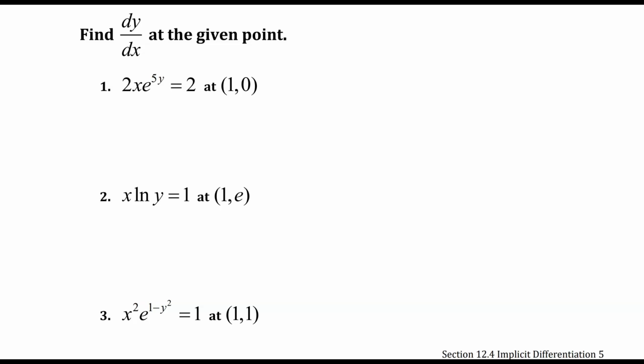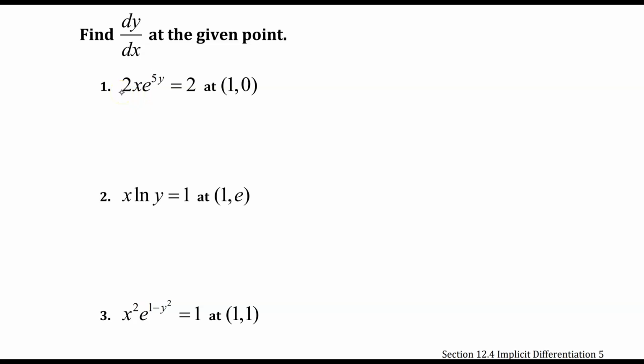For this next set of examples, we are to find dy/dx at the given point, given implicit functions. To find dy/dx for implicit functions, the first step is to differentiate both sides of the equation. Now for this part, we will apply the product rule.